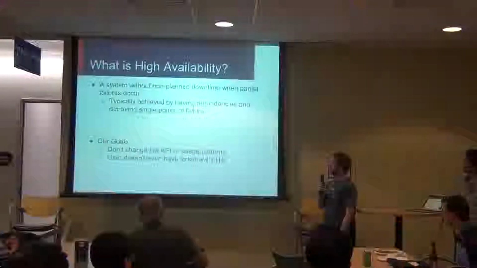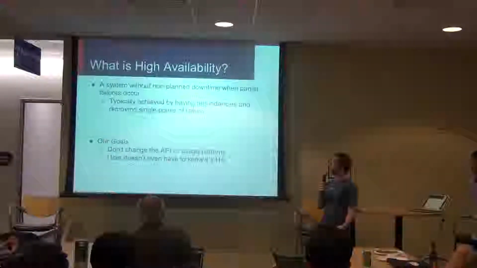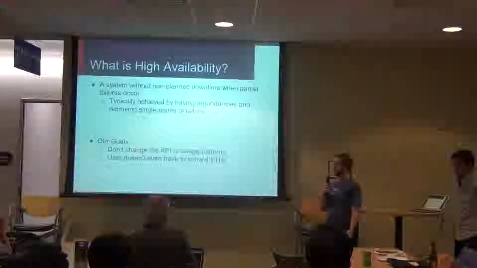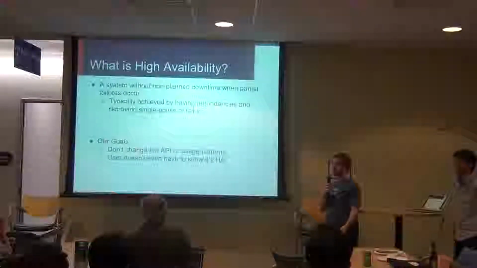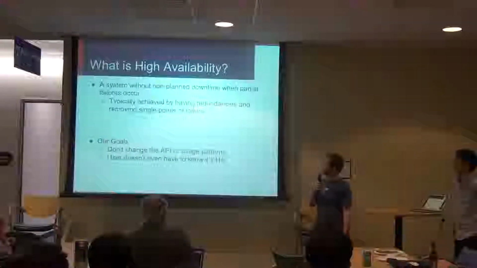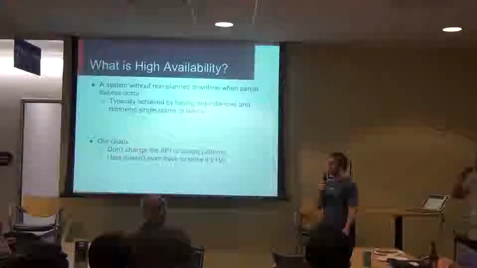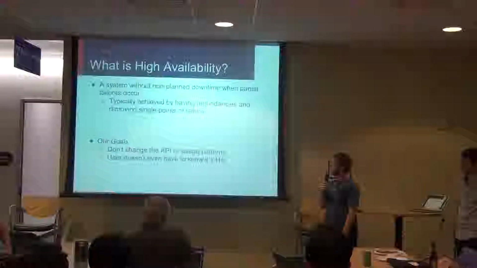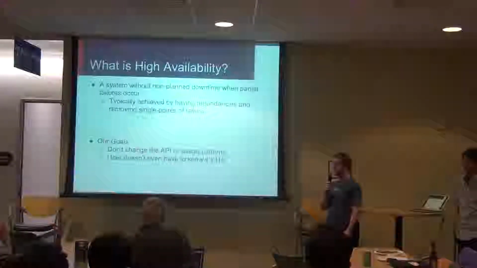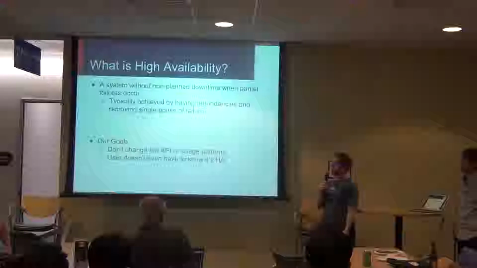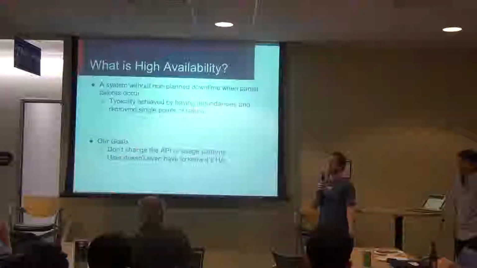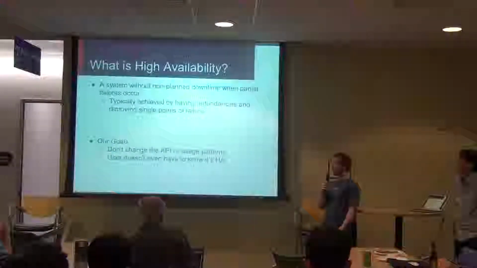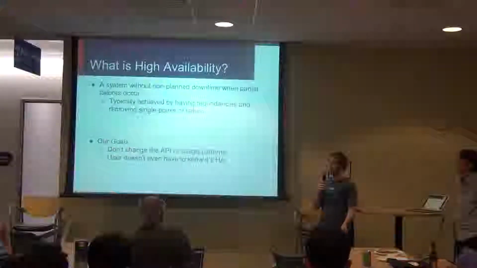it. So high availability is a system that has no unplanned downtime, even if something fails. So if the Oozie server crashes, users should still be able to use Oozie. And you usually do something like that by adding redundancies and removing single points of failure. And on top of that, we had some extra goals of trying to make this as transparent as possible to the user. They don't even have to necessarily know that they're using an HA-enabled Oozie server. So to do that, we didn't want to change the API in any drastic ways.